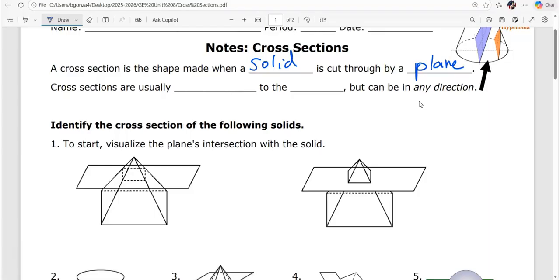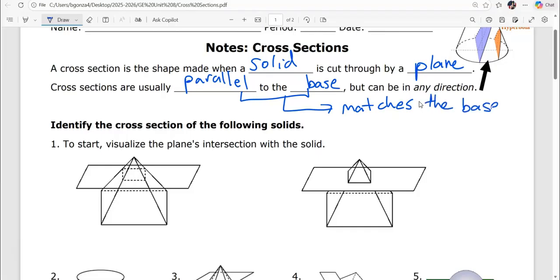Now, cross sections are usually parallel to the base. Parallel to the base, but they can be any direction, as you can see in this picture. When they are parallel to the base, it matches the base. And this is the most important thing that you need to know. If you cut parallel to the base, it matches the base.